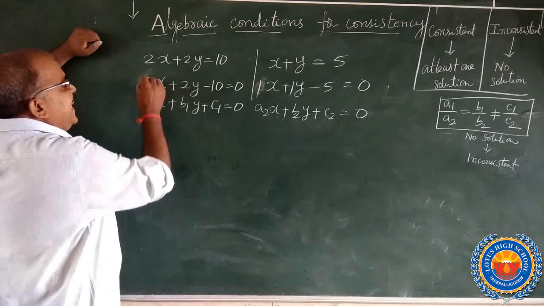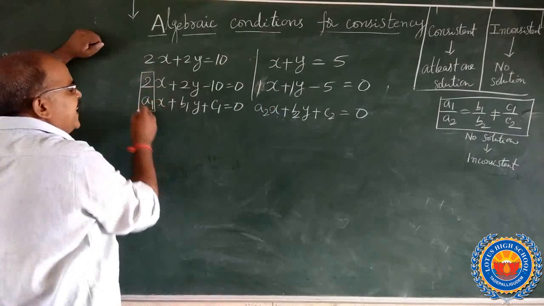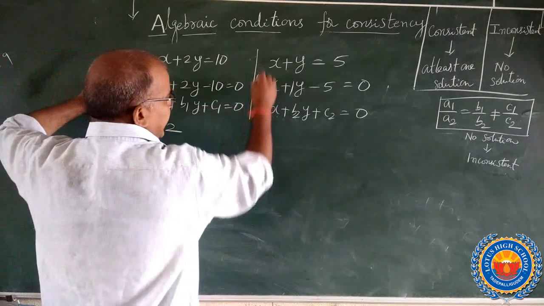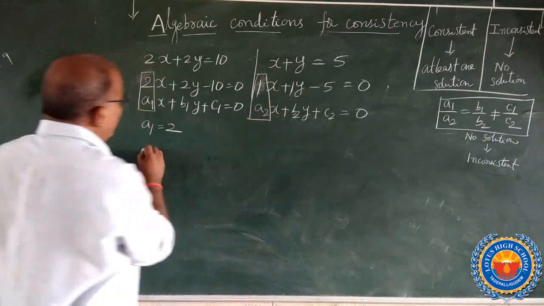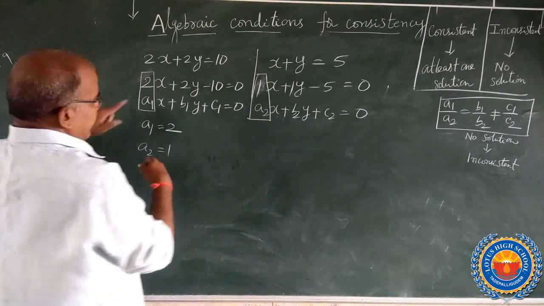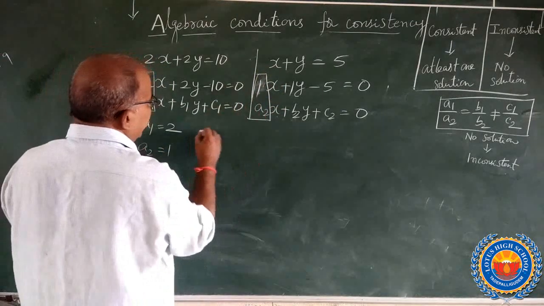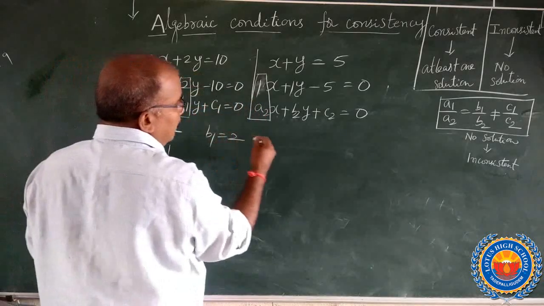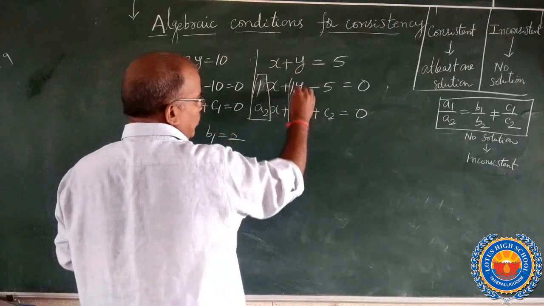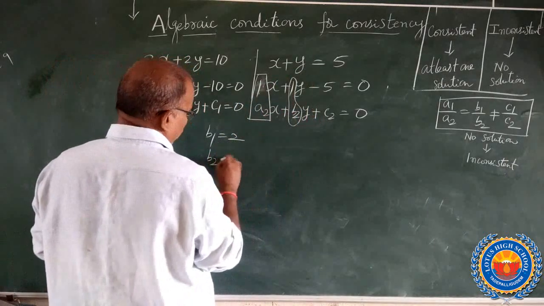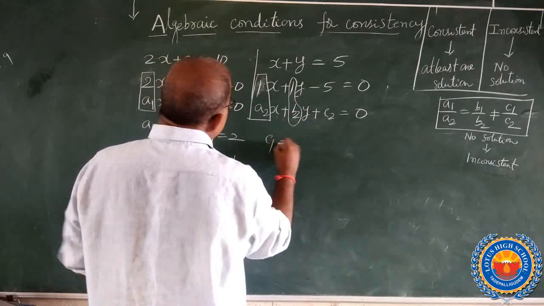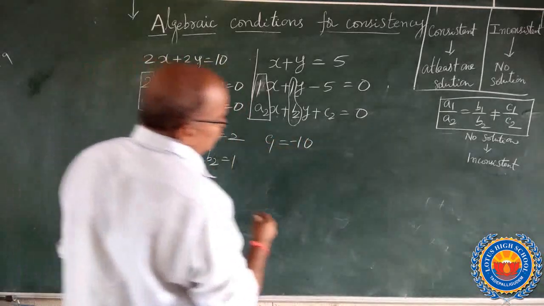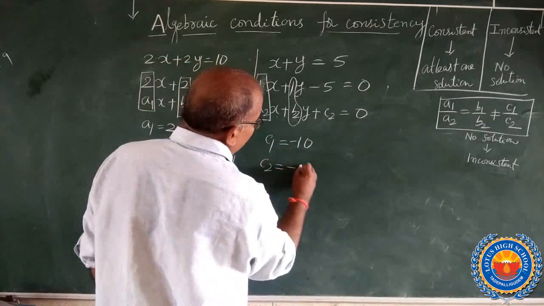Now a1 is equal to 2, a2 is equal to 1. Coming to b1 is equal to 2, b2 is equal to 1. Next, c1 is equal to 10, sorry, minus 10. c1 is equal to minus 10, c2 is equal to minus 5.